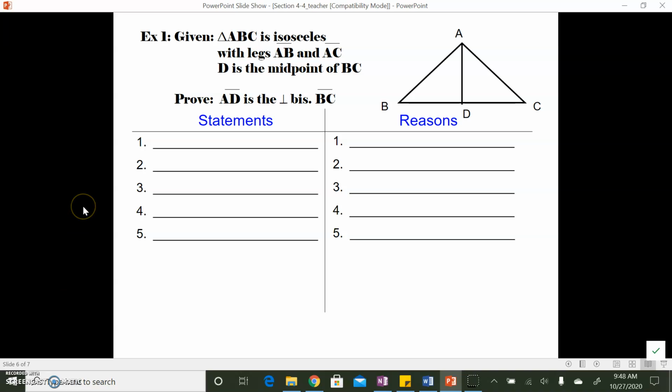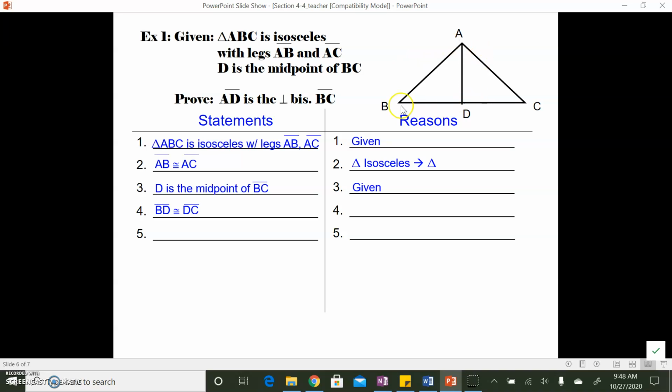All right, let's take a look at this proof. We are given an isosceles triangle with legs AB and AC. D is the midpoint. We are trying to prove that AD is the perpendicular bisector. So we start with our given, including the fact that these are our legs. The legs being congruent is my next step. If it's isosceles, then it should have those marks in it, and it's hard to do that in PowerPoint. Then I'm given that D is the midpoint, so I know BD is congruent to DC.